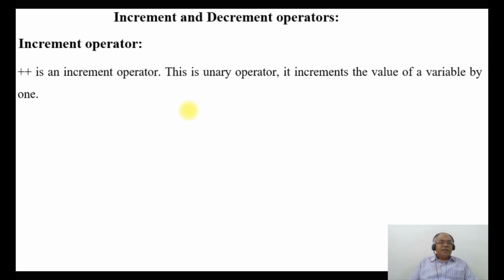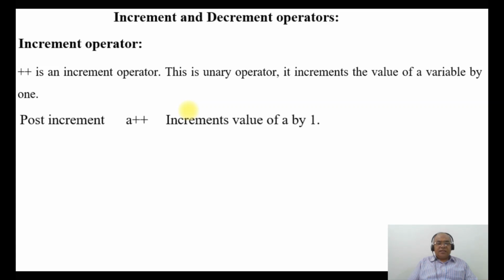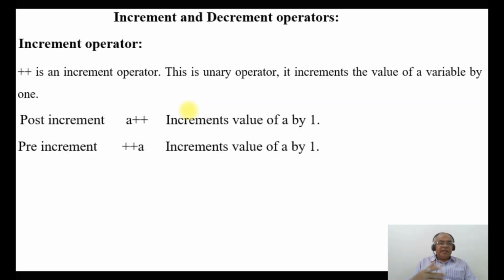Then we have the increment and decrement operators. The increment operator, ++, is a unary operator. It increments the value of a variable by 1. Post-increment is a++, which means increment the value of a by 1. And pre-increment is ++a, which increments the value of a by 1.